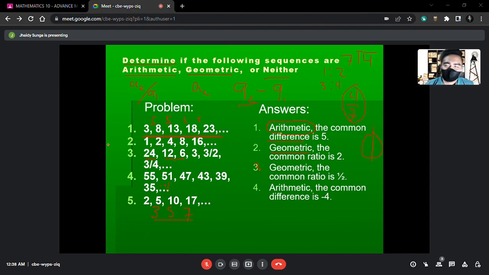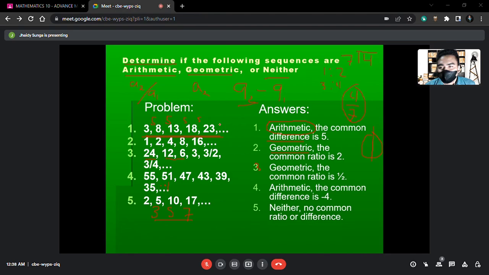That wouldn't be the best answer, right? So the best answer would be neither. Why is it neither? Neither arithmetic nor geometric. Again, I will explain.